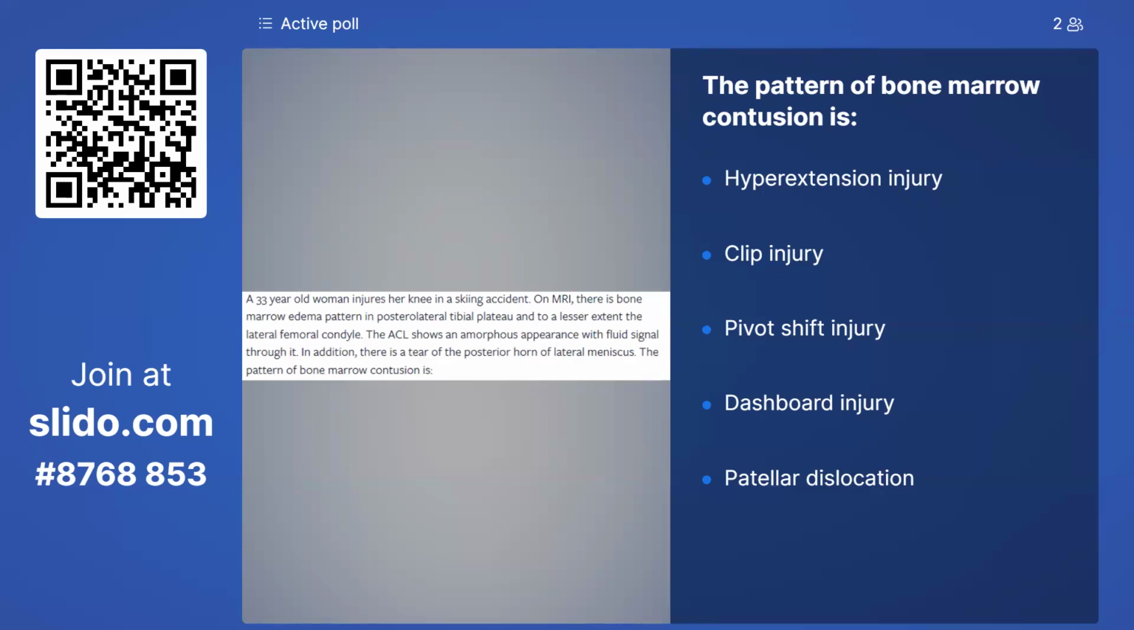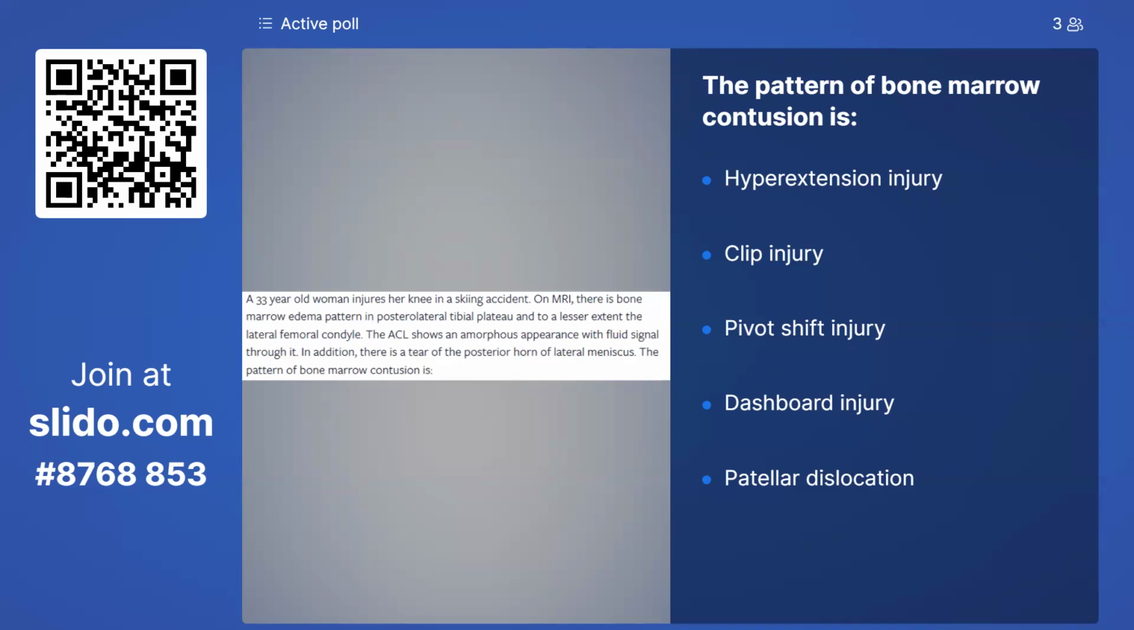I'm actually not sure about this one. No worries. So this question is basically testing the different bone marrow edema patterns around the knee. Yeah, so I know what it isn't. It doesn't look like patellar dislocation, right, because you'd get contusion on the patella as well as on the femoral condyle.